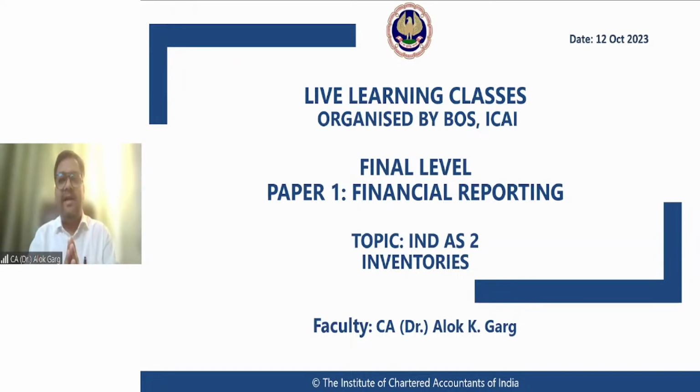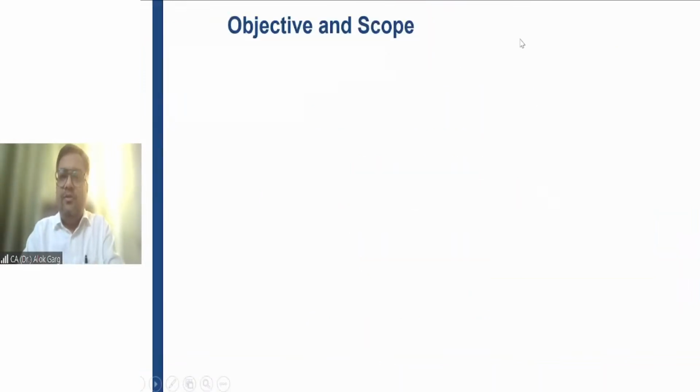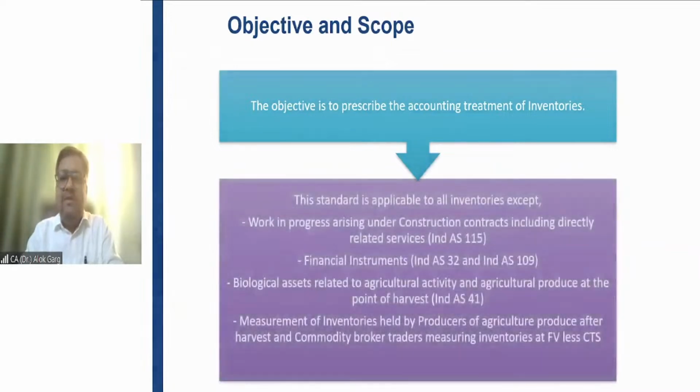So this inventory standard is AS 2 in accounting standards, Ind AS 2 in Indian accounting standards, and in IFRS it is IAS 2. If I talk about all these three standards, there is not much difference between them, except that in this standard some detailed guidance is available. Otherwise, there is no difference between AS 2, Ind AS 2 and IAS 2. Majorly, this Ind AS 2 is similar to AS 2, right? Okay. So to start, the objective and scope of the standard.